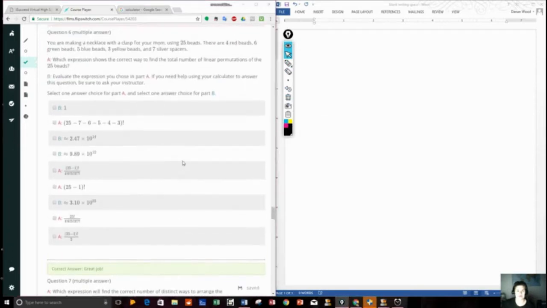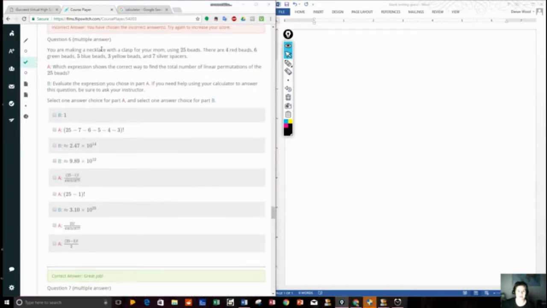Okay, question 6. You are making a necklace with a clasp. Okay, that makes a difference. For your mom, using 25 beads. There are 4 red beads, 6 green beads, 5 blue beads, 3 yellow beads, and 7 silver spacers. Which expression shows the correct way to find the total number of linear permutations of the 25 beads? And B, evaluate the expression you chose in part A.